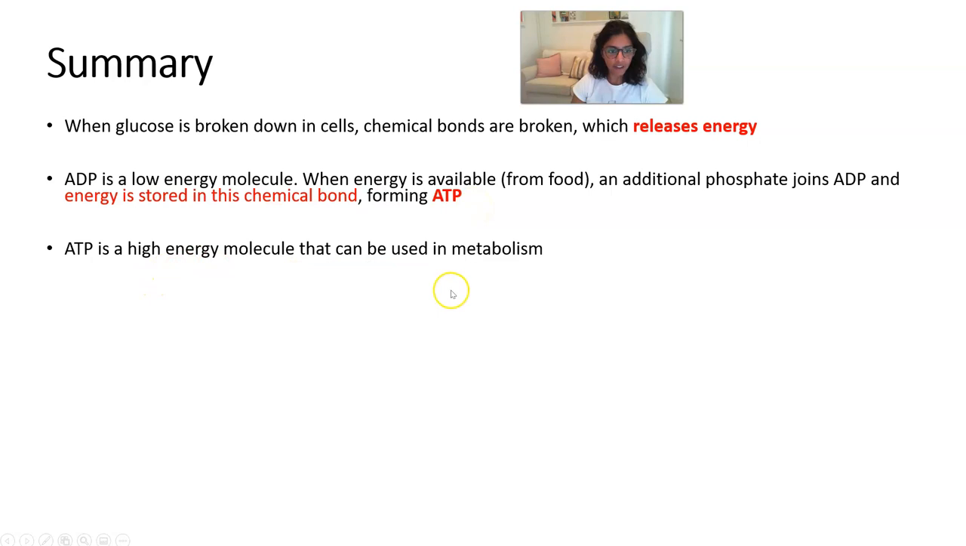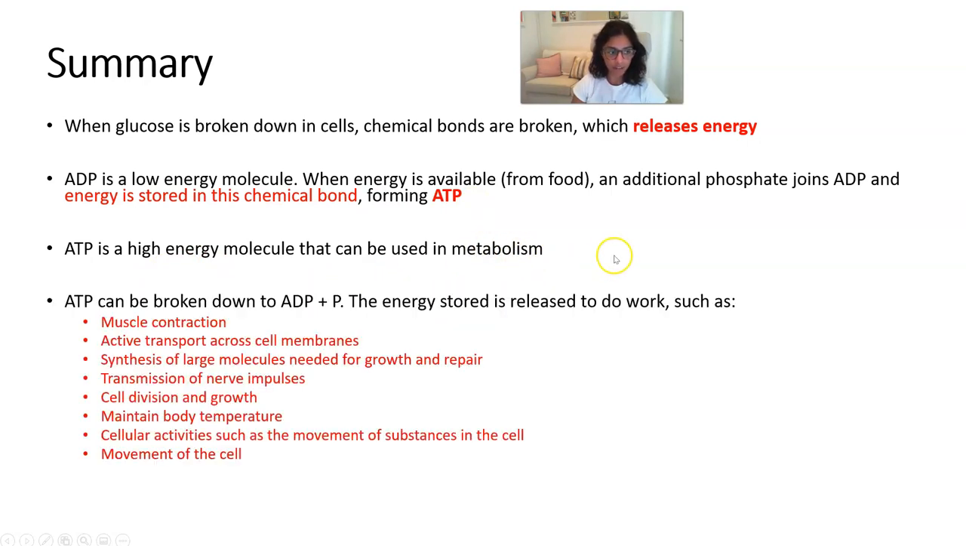ATP is a high energy molecule that we can use in cellular processes or metabolism, and the processes that we can use ATP for are listed below. Now, I've given you quite an extensive list here, and it's really important that you are able to name at least 3 of these. Okay, so a lot of questions in exam papers and test papers will ask you to give 2 to 3 examples of what ATP is used for in the body.